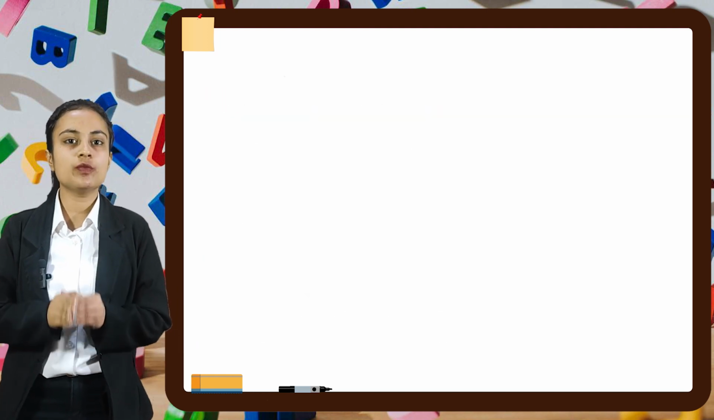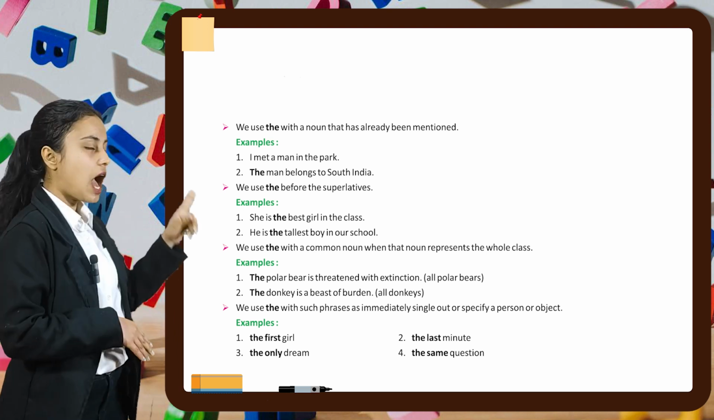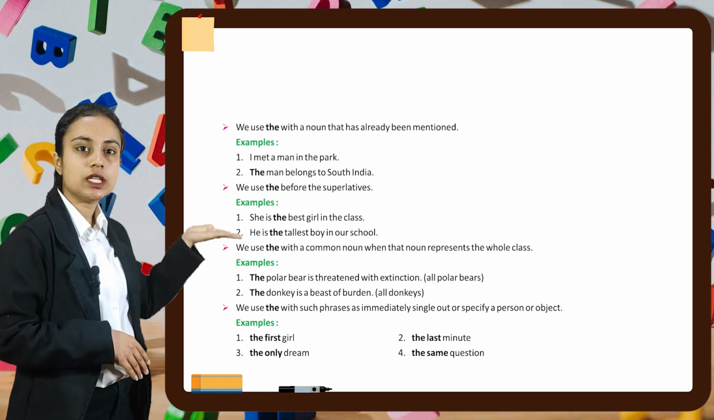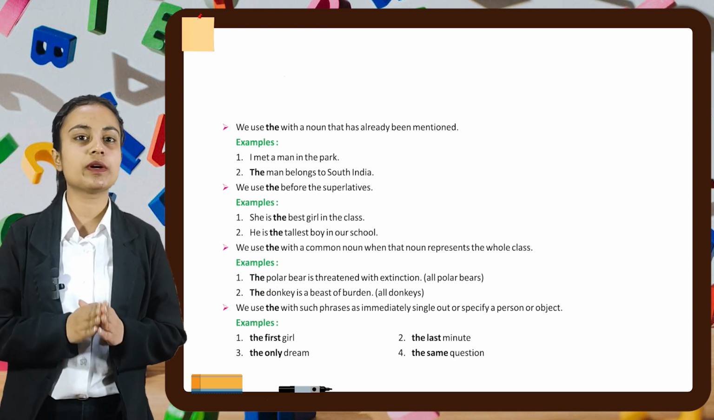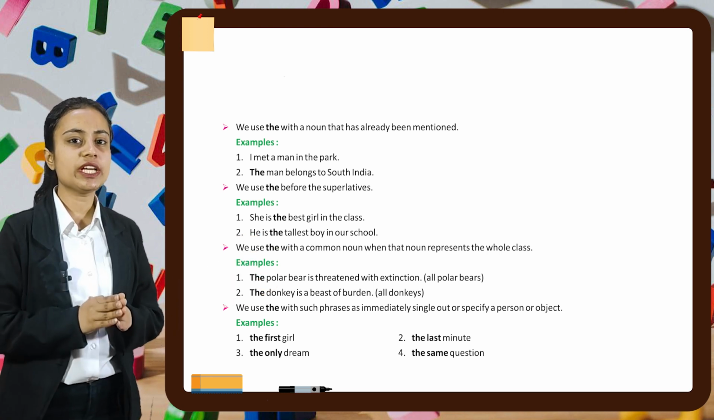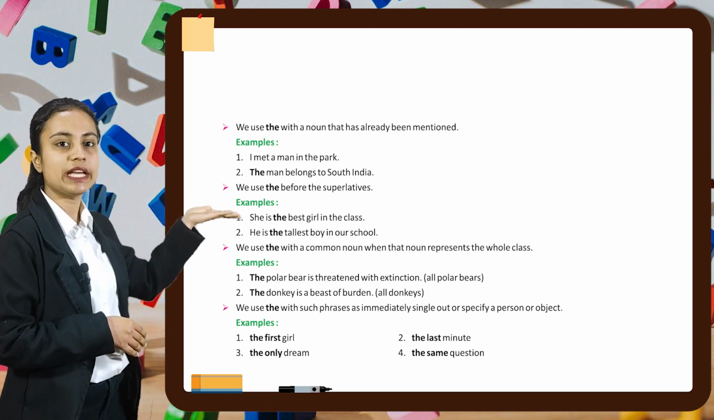We use the with a noun that has already been mentioned. For example, I met a man in the park. The man belongs to South India. We use the before superlatives. For example, she is the best in the class. He is the tallest boy in our school.